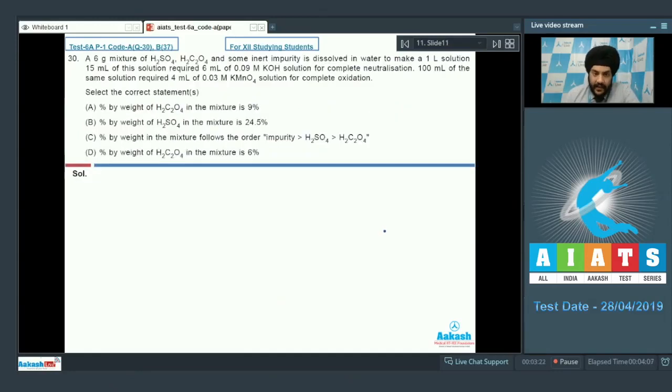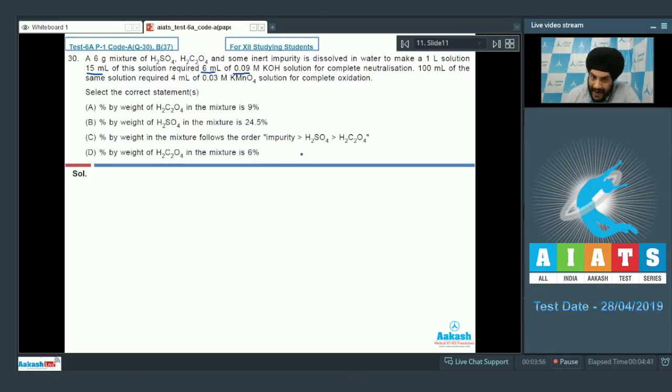Question number 30. A 6 gram mixture of H2SO4, H2C2O4 and some inert impurity is dissolved in water to make a 1 liter solution. 15 ml of this solution required 6 ml of 0.09 molar KOH solution for complete neutralization. 100 ml of the same solution required 4 ml of 0.03 molar KMnO4 for complete oxidation. So we have to comment on the percentage by weight of the 3 species given to us in the mixture.